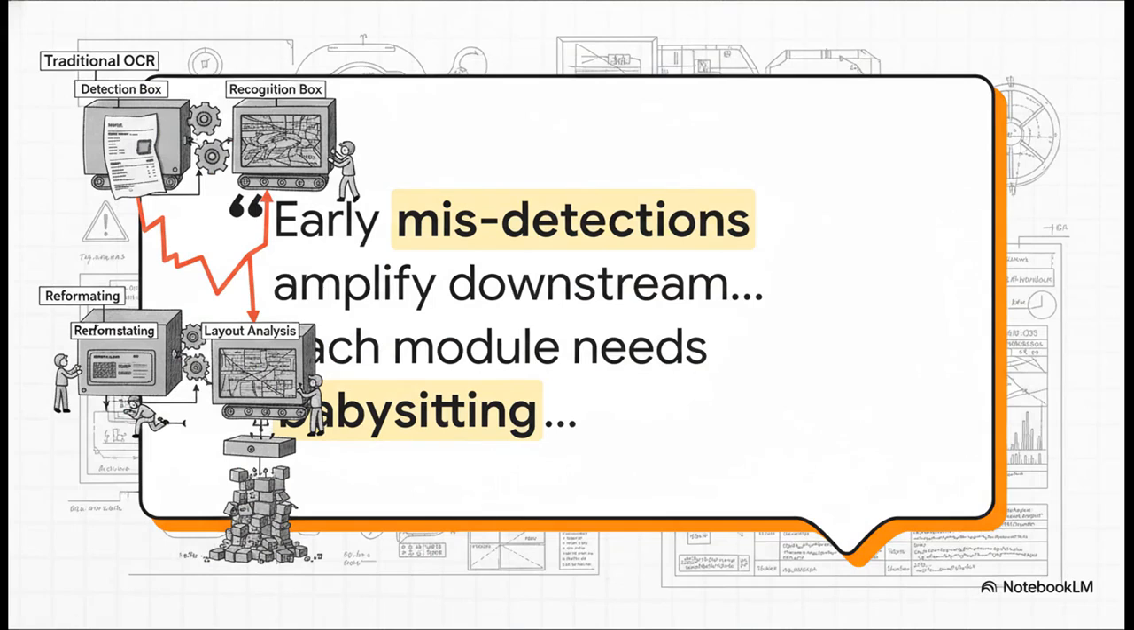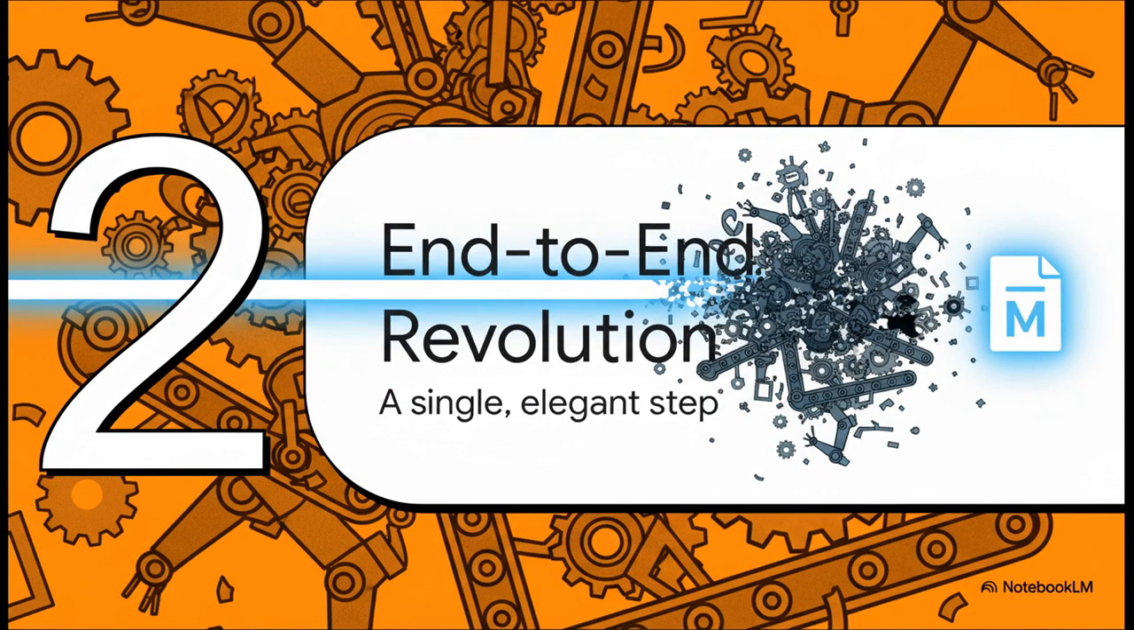And here's the killer. It's not just clunky. It's incredibly fragile. A tiny mistake at step one, like a shadow on a document confuses the text detector, that error doesn't just get passed down the line, it gets amplified. By the end, you have completely useless data, and you're stuck babysitting every single module in the chain. So, what if we could just get rid of all of that? What's the alternative to this rickety assembly line?